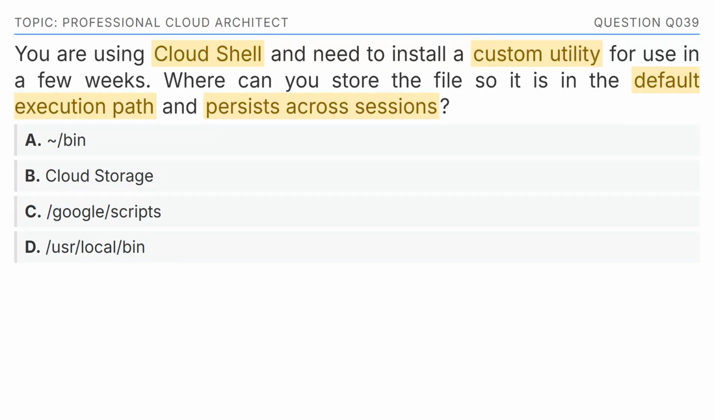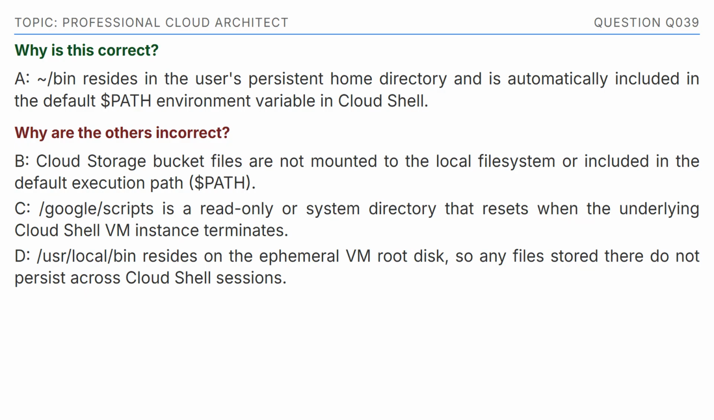To arrive at the correct answer, we focus on the keywords Cloud Shell, custom utility, default execution path, persists across sessions. The correct answer is option A, ~/bin. Why is this correct? A. ~/bin resides in the user's persistent home directory and is automatically included in the default $PATH environment variable in Cloud Shell. Why are the others incorrect?